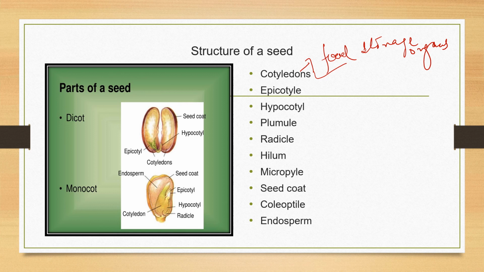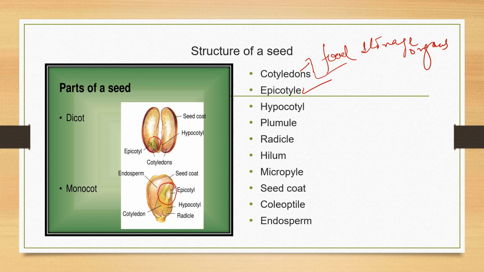Next comes the epicotyle. What is the epicotyle? The first part of the embryo above the cotyledons is called the epicotyle, and that becomes the stem and the leaves of the plant. Now just follow where I am labeling in the diagram. This is the epicotyle part in the dicot, and in the monocot it is this epicotyle part.